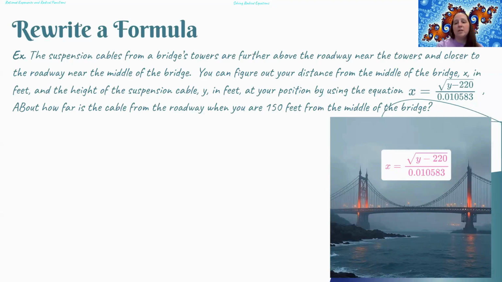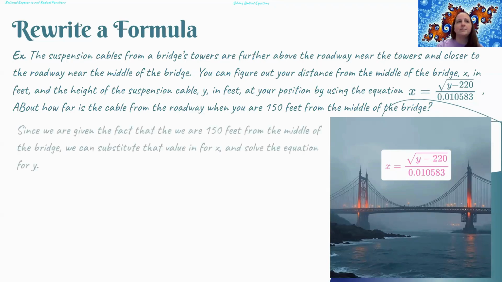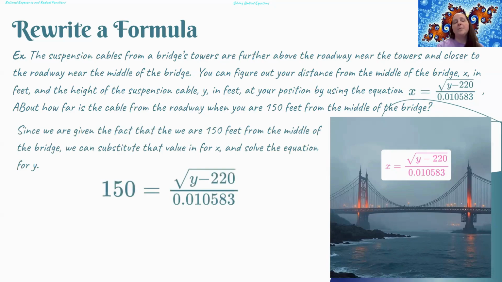So I need to figure out whether I'm going to substitute that value into x or y. Reading that second sentence, you can figure out your distance from the middle of the bridge, x, in feet, and the height of the suspension cable, y. I'm given 150 feet from the middle of the bridge. That means I'm going to substitute 150 in for x, and I'm going to solve for y. So 150 equals the square root of y minus 220 divided by 0.010583.